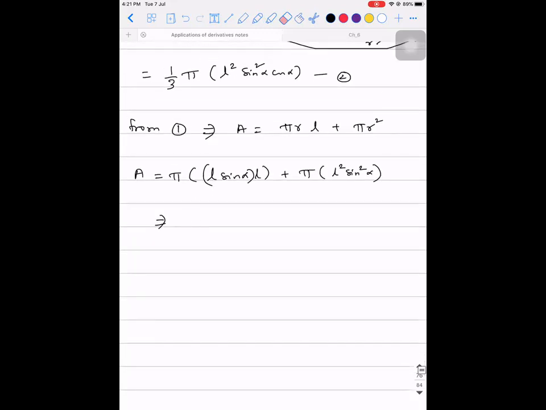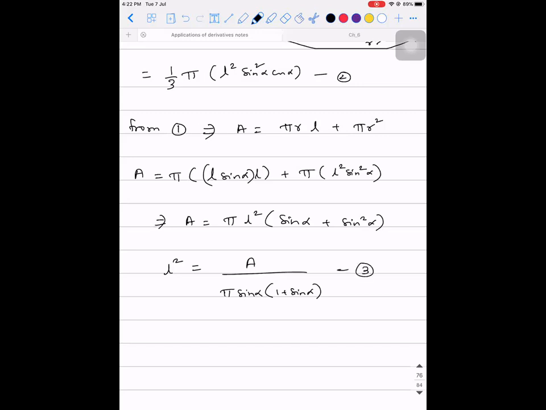So area is equal to pi into L square into sin alpha plus sin square alpha. Can I write it like this? So L square will be equal to A divided by pi sin alpha into 1 plus sin alpha. Did you understand what I did?